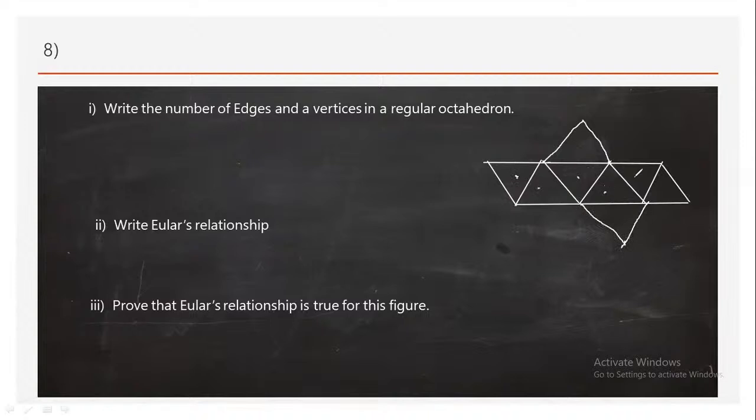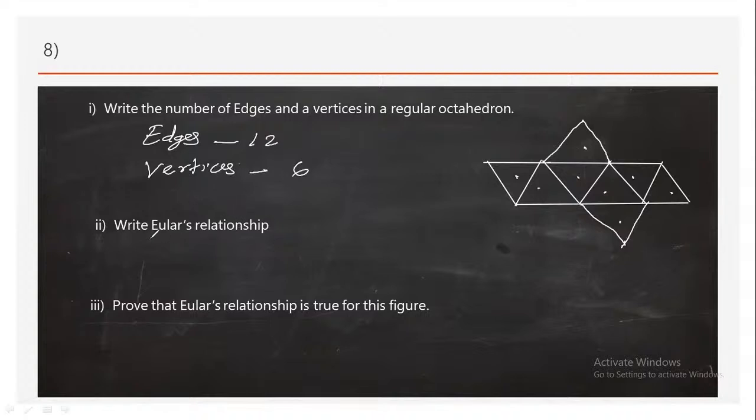1, 2, 3, 4, 5, 6, 7, 8. Yes, this is the net of that. How many edges are there in this figure? If you fold this, you will find how many edges? 12 edges are there, regular octahedron. And if you fold this and make the figure, how many vertices are there? 6. 6 are there. Then what is Euler's relationship?